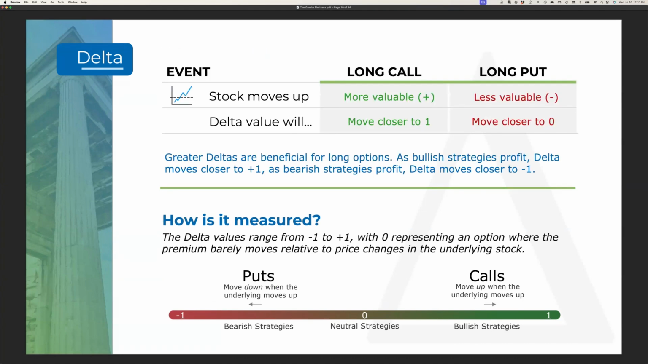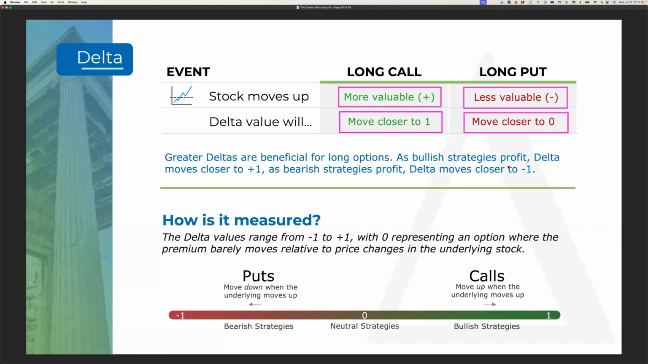And when we think about delta, the best thing to think about is that when the stock moves up, a long call becomes more valuable. A long put becomes less valuable. Deltas will simply move closer to 1 as the stock moves higher for calls, and for long puts, the delta will move closer to 0 as the stock moves higher. So the higher the delta, or rather the greater the absolute value of the delta, the more beneficial it is going to be for your long option.